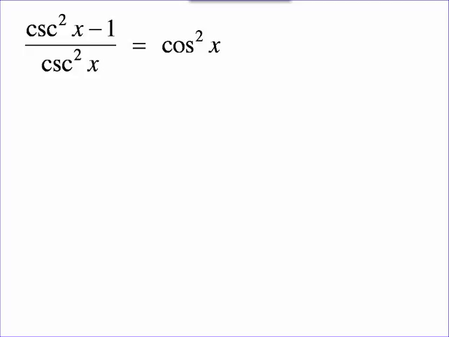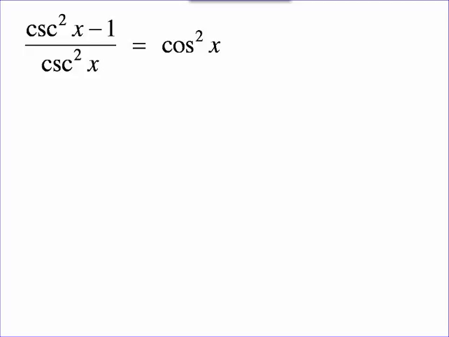This is the first one we're going to look at: cosecant squared x minus 1 divided by cosecant squared x. Our goal is to prove that that equals cosine squared x. A little bit about proofs: this is called verifying identities. It's the same thing as proof, so I will probably use those synonymously.